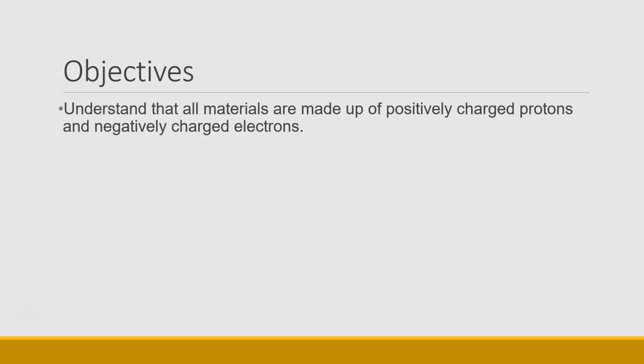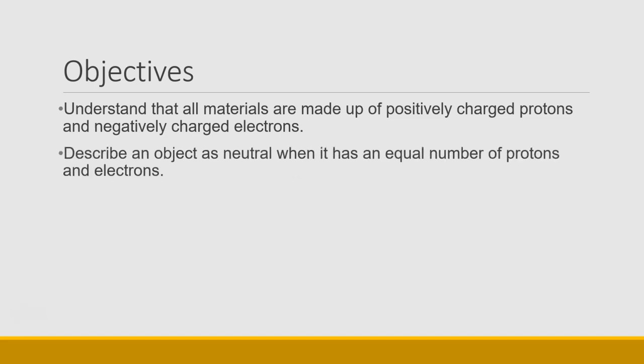Let's take a look at our objectives. We're going to understand that all materials are made up of positively charged protons and negatively charged electrons. We will describe an object as neutral when it has the same number of positively charged protons as the number of negatively charged electrons. Protons and electrons have the same size charge on them, but in the case of a proton, it is positive, and in the case of an electron, it is negative. So a proton and an electron will have charges that will cancel each other out.